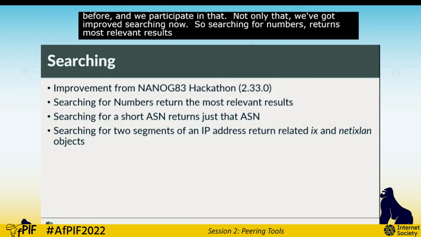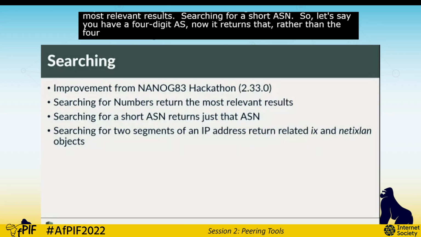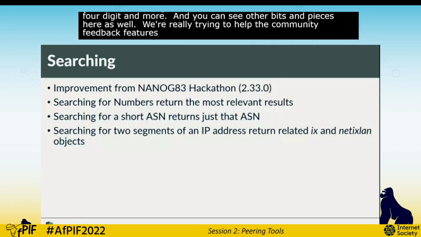So if you, let's say, have a 4-digit AS, it now returns that rather than the 4-digit and more. And then you can see other bits and pieces here as well. So we're really trying to help the community give feedback on features we want, and then also go to the community to help with a hackathon to get those features developed.